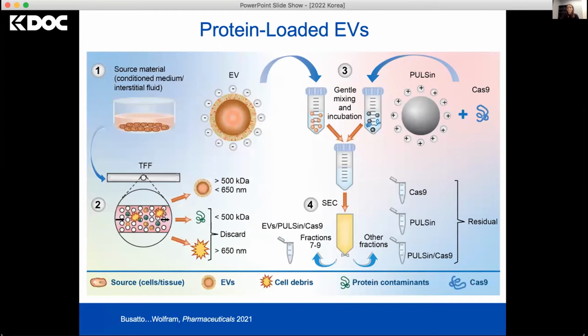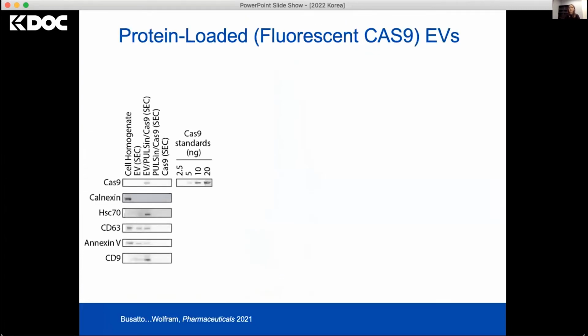But in addition to clinically approved small molecules, we can also explore loading more complex therapeutic agents into these extracellular vesicles. In this case, we use a hybrid approach. We merge synthetic nanoparticles with extracellular vesicles to enable loading of, for example, proteins like Cas9 or RNA. If you look at step 4, size exclusion chromatography can then be used to separate the synthetic nanoparticles and the unloaded protein from the protein that was loaded inside. And I'll show you some of the results here.